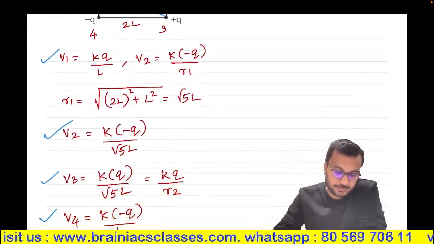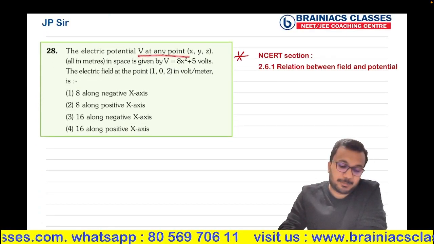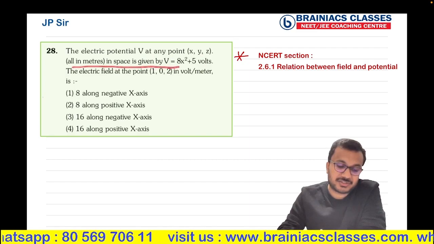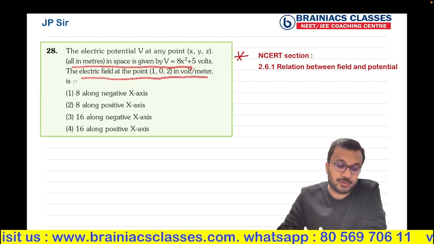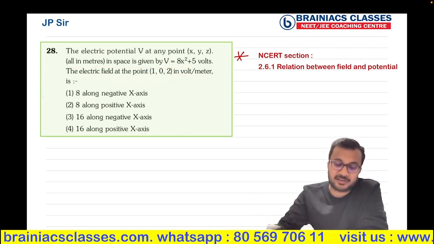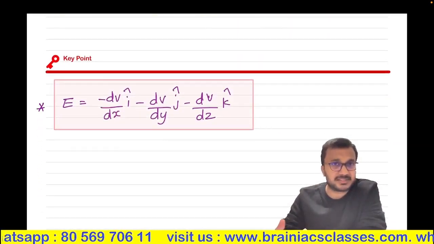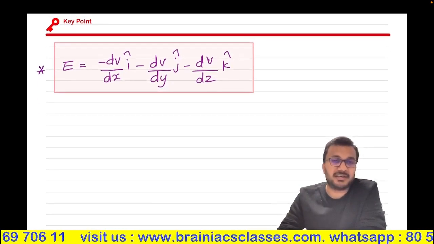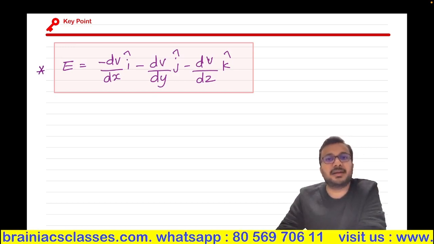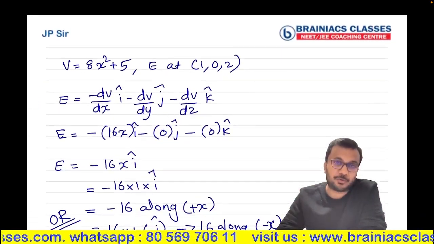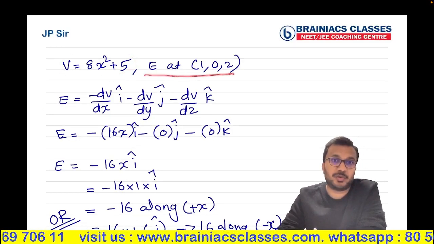Let's move to the next problem, question number 28. The electrical potential at a point x, y, z, all in meters, is given by 8x square plus 5. The electrical field at the point (1, 0, 2) in volt per meter is? This question is again taken from the relation between electrical field and potential, with a slight variation. Same formula: E equals minus dV by dx into i, minus dV by dy into j, minus dV by dz into k. The potential is given as 8x square plus 5, and we have to calculate the electric field at (1, 0, 2).